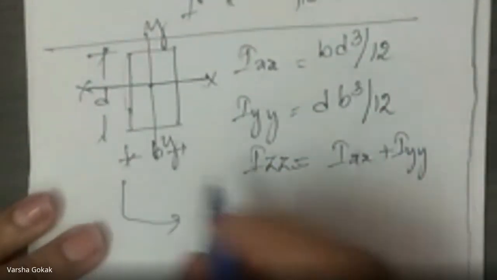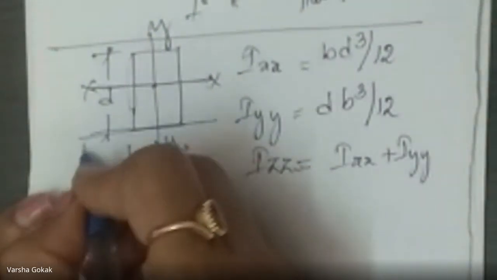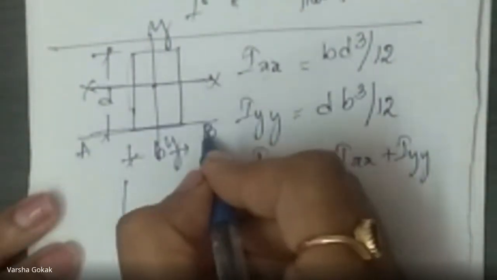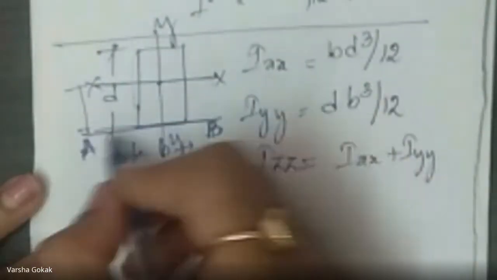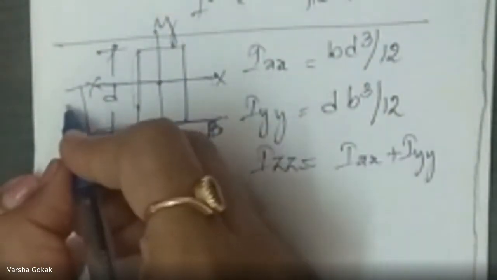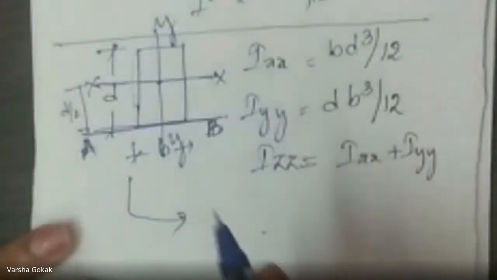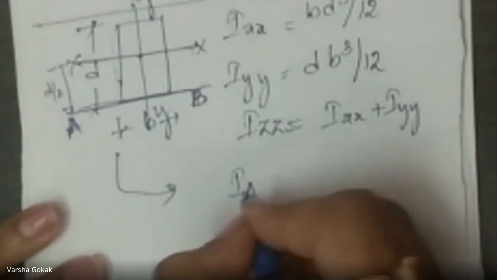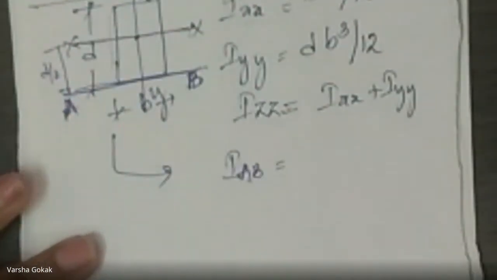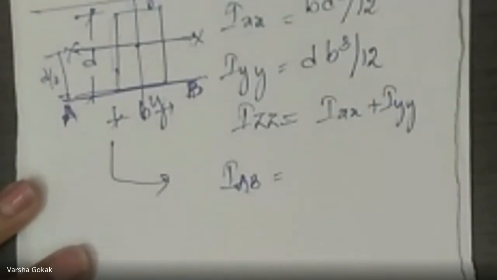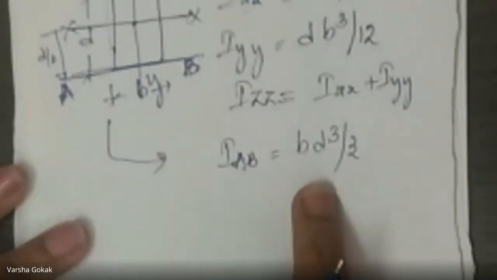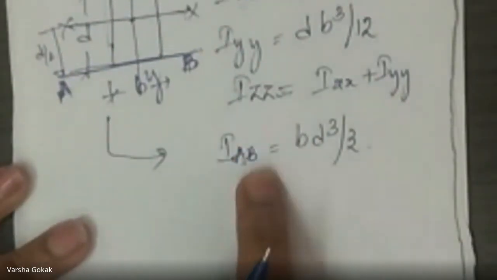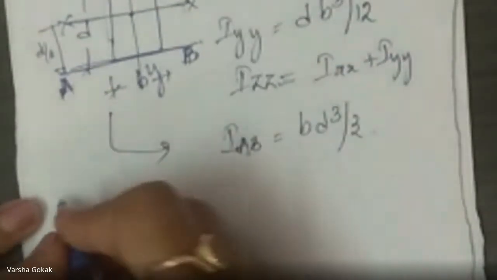Then for a rectangular section, if I want to find the moment of inertia about its base, say AB, I take the base, the perpendicular distance between this plane and the centroidal axis, we took it as d by 2, right? So what was IAB that you obtained? B D cube by 3. Correct. B D cube by 3 was the moment of inertia for a rectangular section about its base.